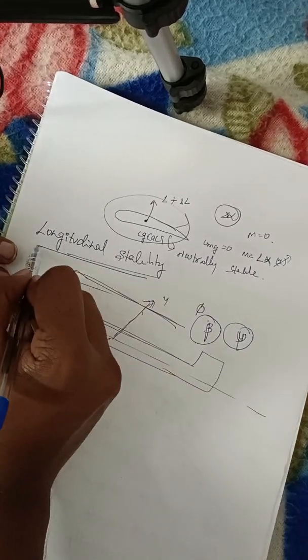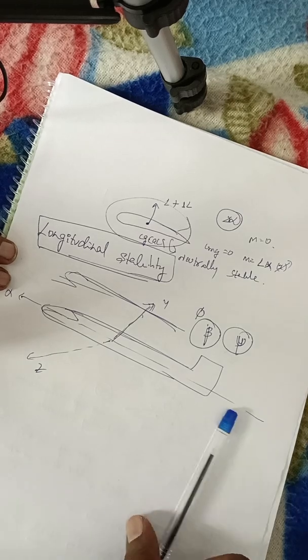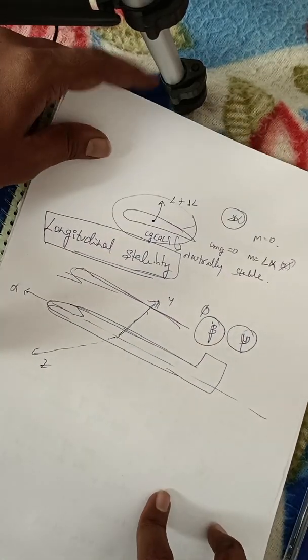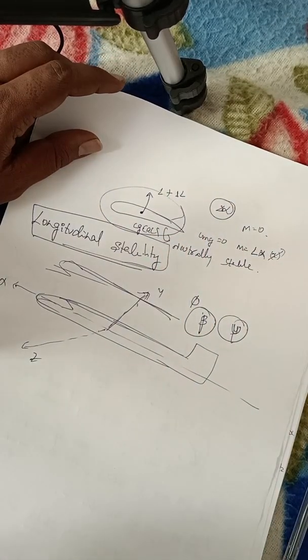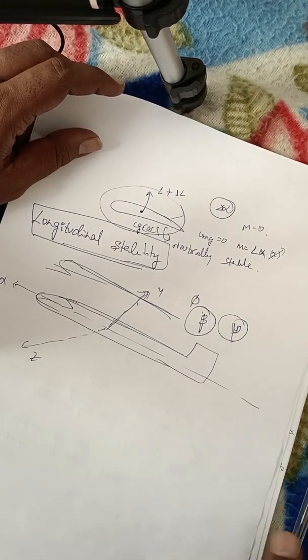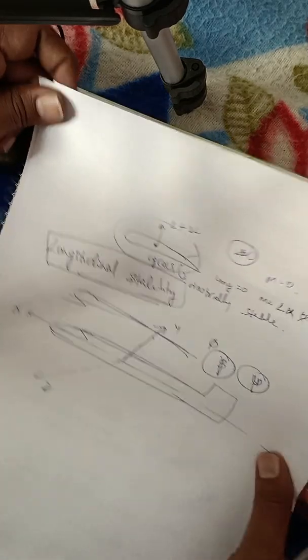Okay, now we'll study longitudinal stability. Longitudinal stability is nothing but the pitching moment. Here we are concerned with the pitching moment, motion about the y axis, rotation about the y axis. Okay, there is a change in delta alpha, then what is the aircraft response, whether it is stable, unstable or neutrally stable. Okay, now we are going to derive the equation.